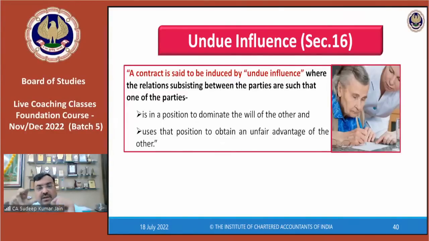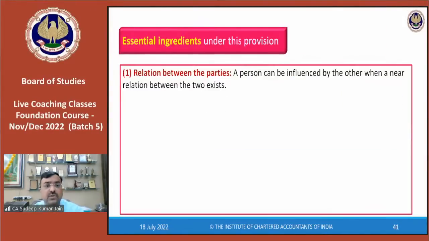What the law says: undue influence will be there only where, between two parties, one is in a position to dominate the will of the other and takes unfair advantage, and there is loss to the other. Undue influence is recognized when there is a relation between the two parties such that one can dominate the other and take unfair advantage against their will. Right? So what are the essential elements under this provision?